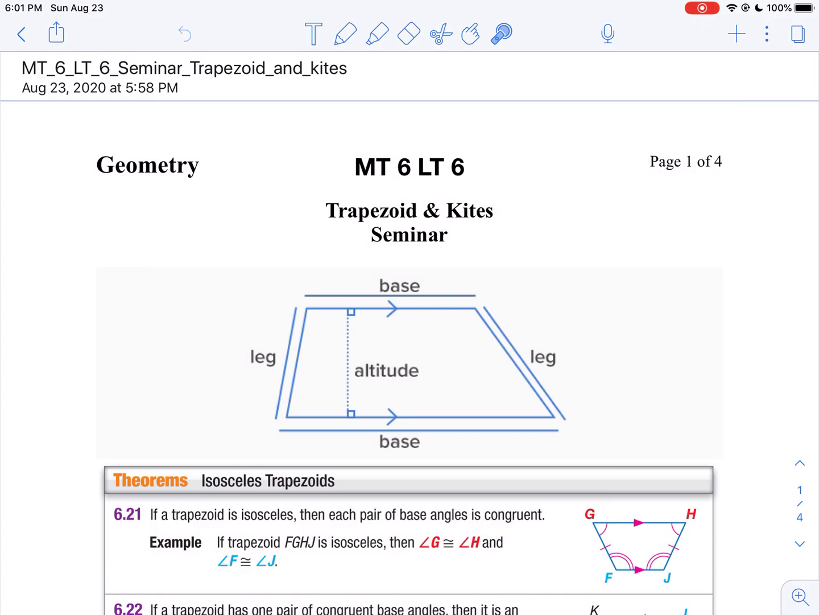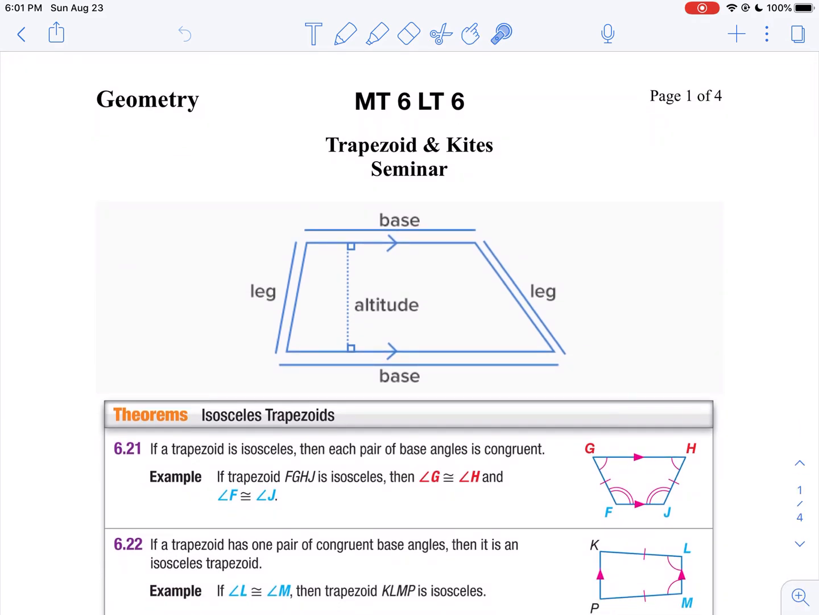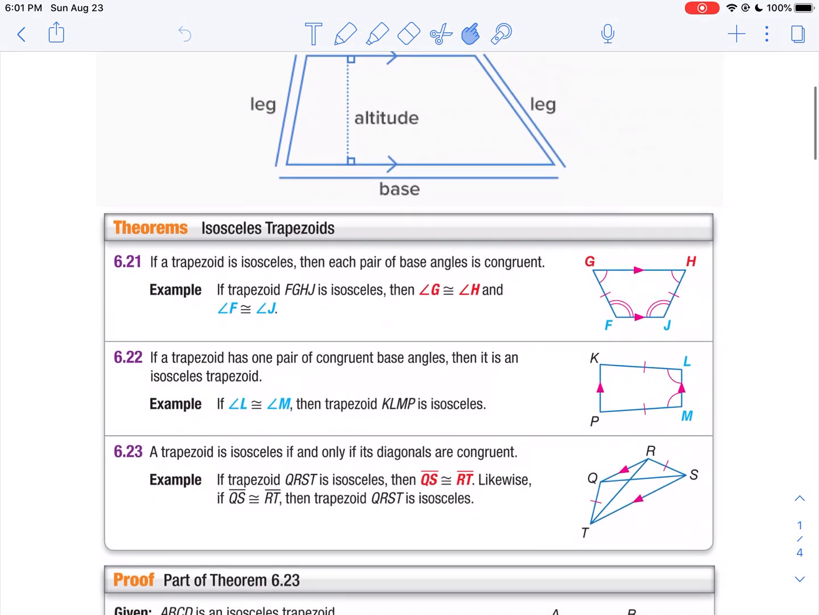If we have an isosceles trapezoid, the legs are going to be congruent. And the angles along the bases are called base angles. And in an isosceles trapezoid, you have two pairs of base angles that are congruent. Because you still have one set of sides parallel, the angles along the leg are going to be supplementary. Like in here, angle F and angle G will be supplementary. That's true in any trapezoid, not just an isosceles trapezoid.